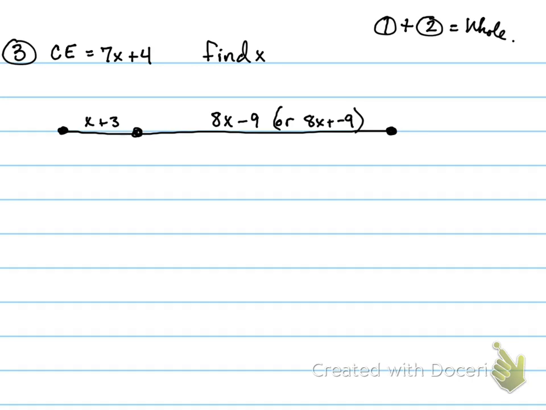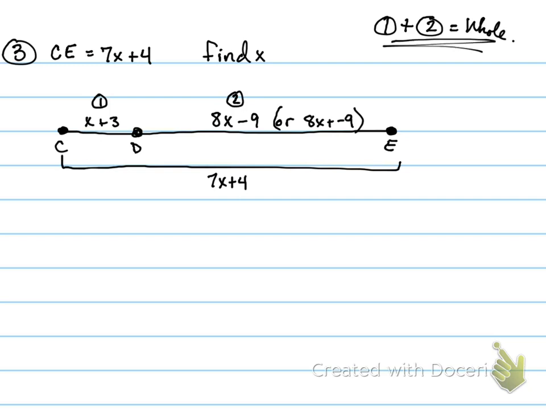Okay, number 3. It says the whole thing CE, all right, that is our entire whole, is 7x plus 4. Here, my first part is x plus 3. My second part is 8x minus 9. So again, I'm going to use my rule and go from there. So x plus 3 plus 8x minus 9 is equal to 7x plus 4.